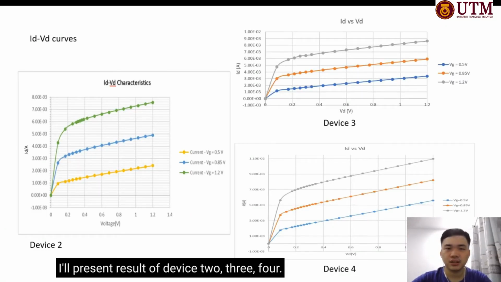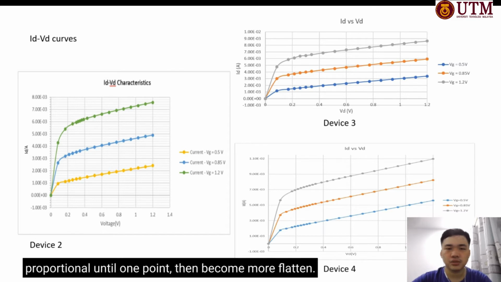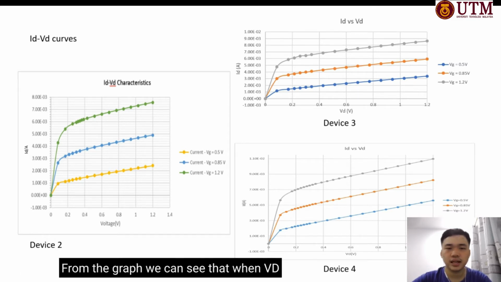Hi doctor, I'm Jason. I'll present the results of devices 2, 3, and 4. First of all, here is the graph for the 3 devices. We can clearly see that the graph is proportional until one point, then becomes more flattened. From the graph, we can see that when VD equals 1.2 volt, the ID is the highest.